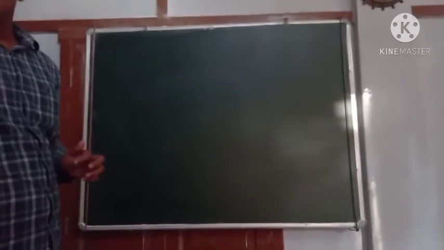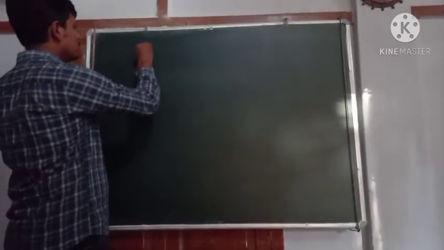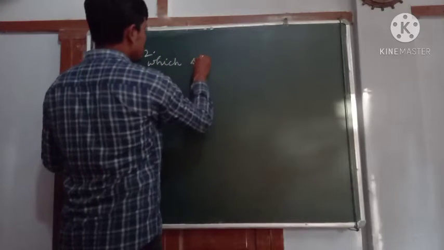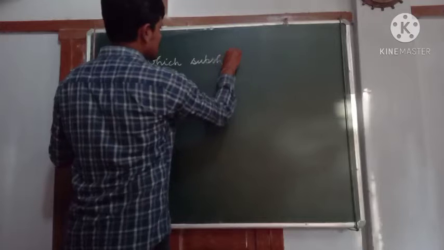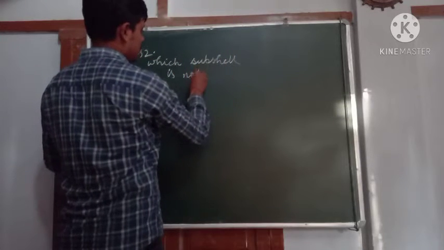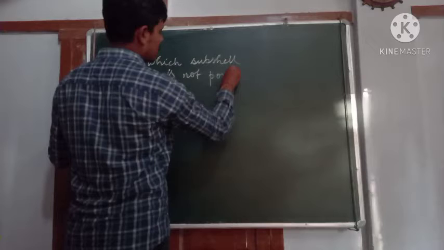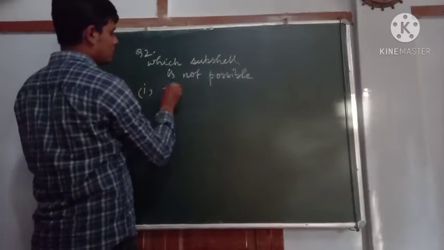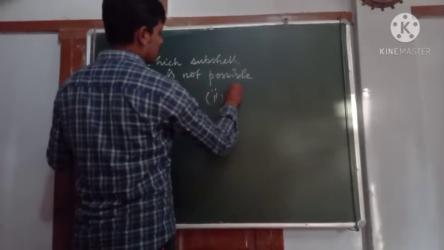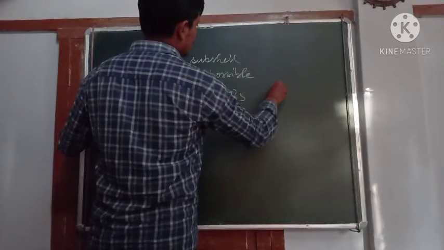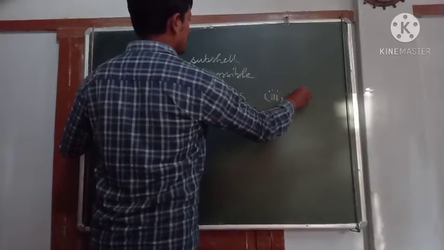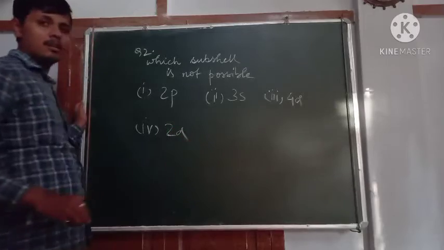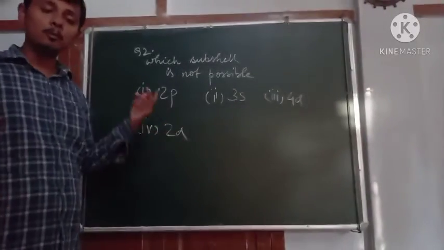Now let us see one more question. Which subshell is not possible? 2p, 3s, 4d, and 2d.